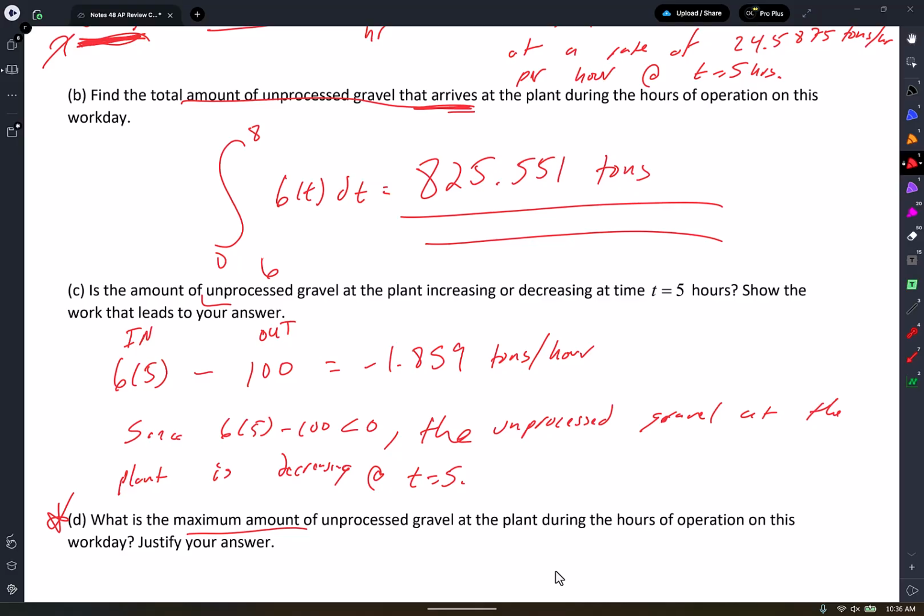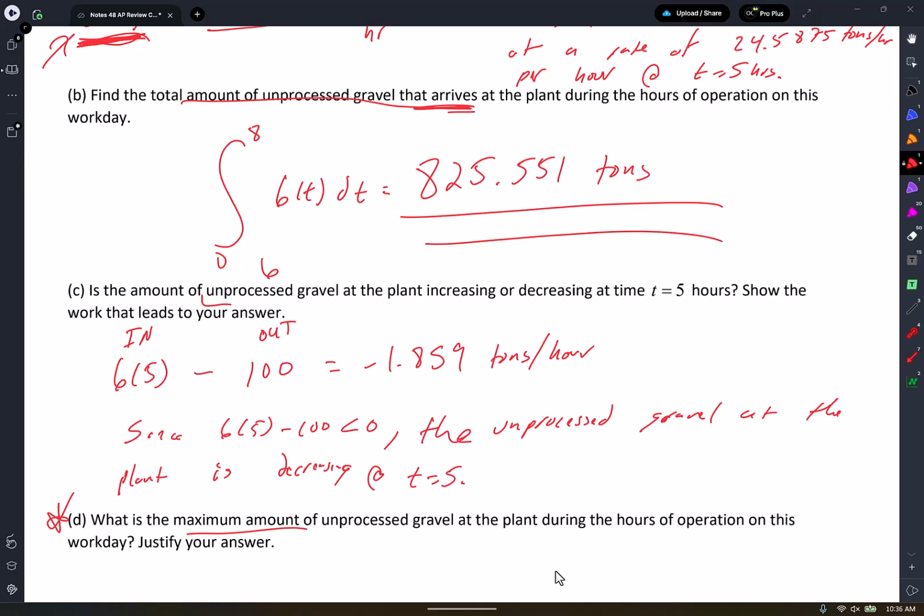Yeah, ask. Why was it factored by 100 if it's 100 tons per hour? It's always 100 tons per hour. G prime of 5, that's the 5th hour. Yes, it shouldn't be minus 500. No, that's how much has gone out completely if you multiply by 5. I want the rate at that moment. At 5, what is my net rate?